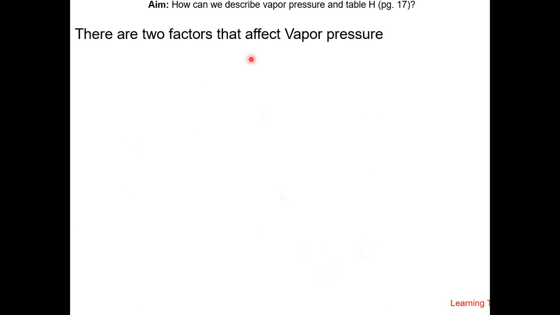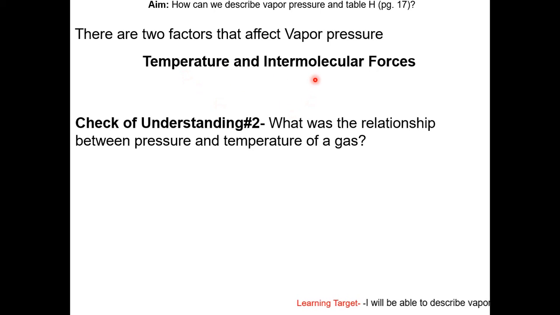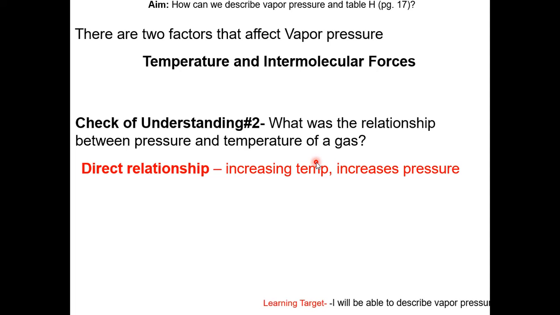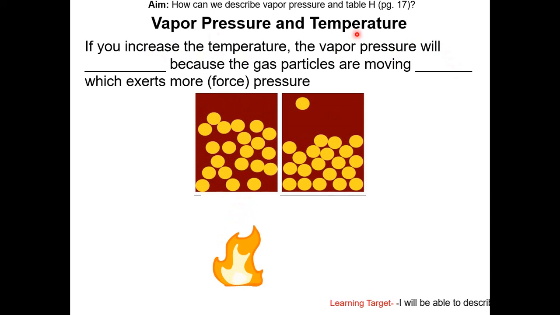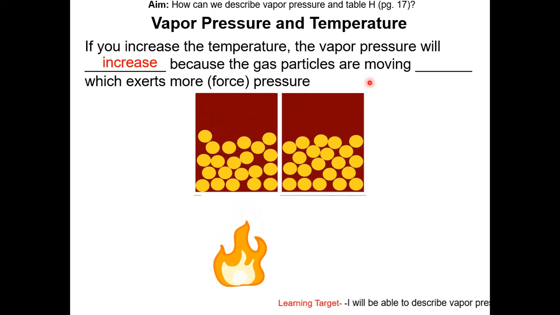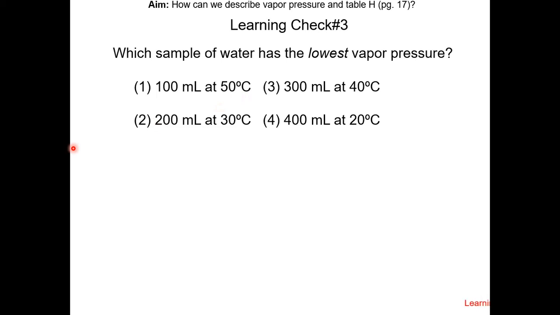There are two factors that can affect vapor pressure: temperature and intermolecular forces. We will discuss how each of them affects vapor pressure. Just to review, what was the relationship between pressure and temperature of a gas? It was a direct relationship. Increasing the temperature increases the pressure. Therefore, temperature and vapor pressure have a direct relationship. If you increase the temperature, the vapor pressure will increase because the gas particles are moving faster, which then exerts more pressure.